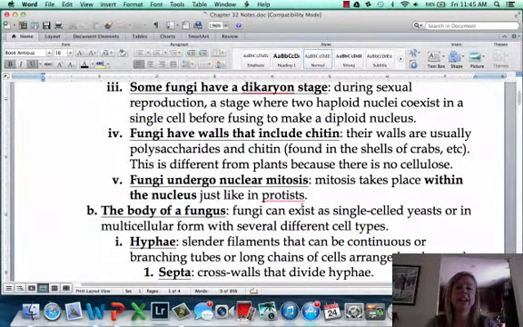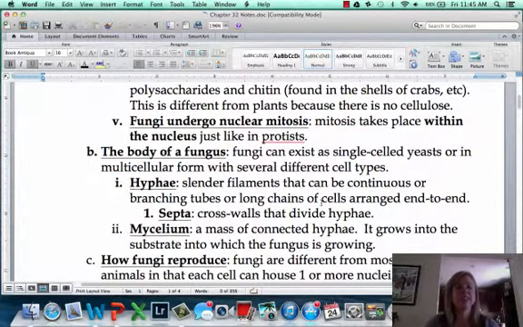They're also going to have walls that are going to have chitin in them. Chitin is the same stuff that's found in the exoskeleton of like lobsters and insects and stuff like that. And then the last thing that's going to put them in this category is they go through nuclear mitosis. So all those phases of mitosis you learned about, like prophase, metaphase, anaphase, those all happen inside the nucleus. Then the nucleus splits, and then the actual cell splits. So that's a little bit different from what you're used to as far as the typical mitosis goes.